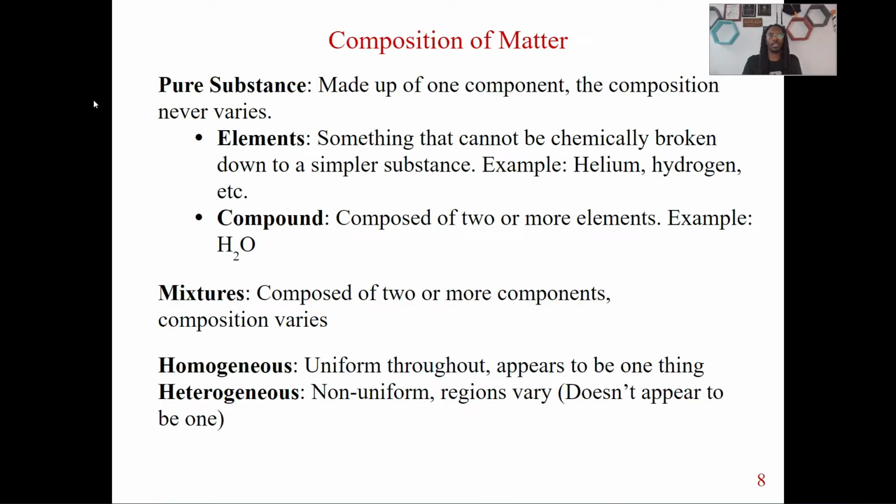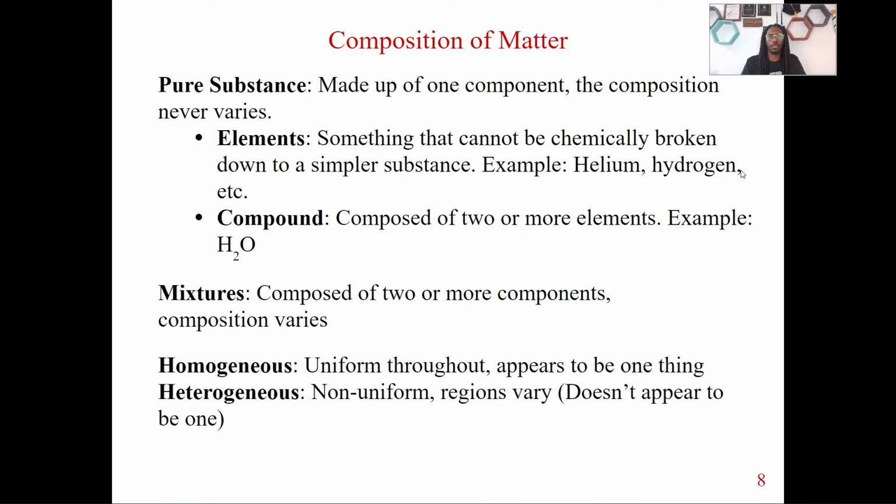Once again, let's say that one more time. A pure substance is anything that is made up of one component, and the composition, the way the structure and makeup of that thing is, is not going to change. There are two examples of pure substances that we're going to talk about today: elements and compounds. We've seen them a little, but now we're about to go over them in detail.